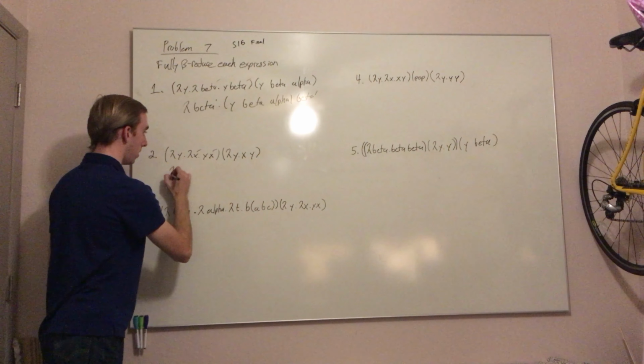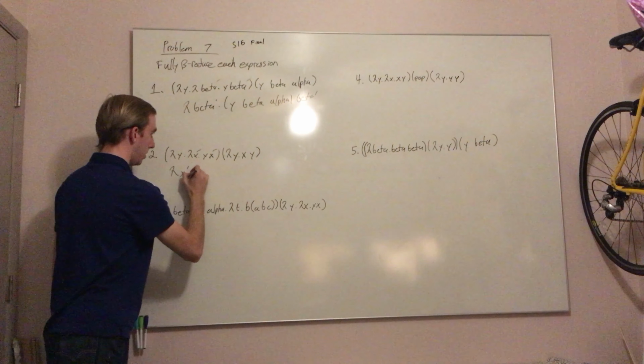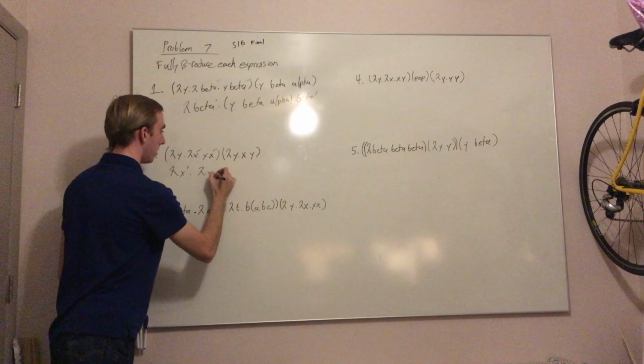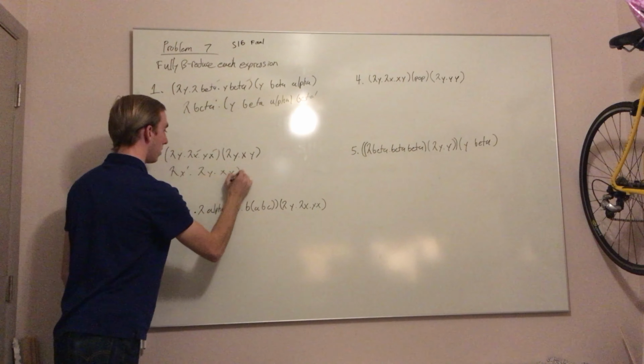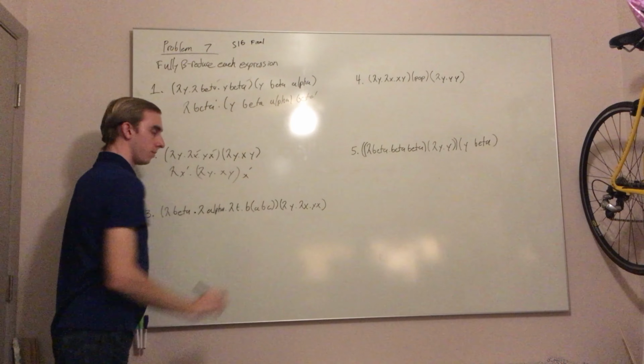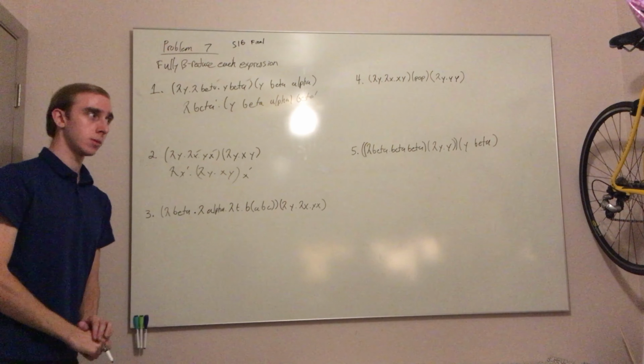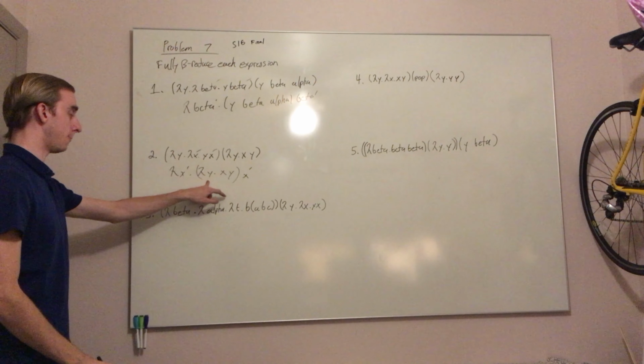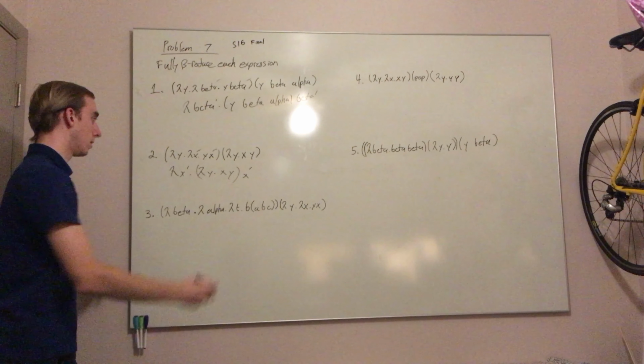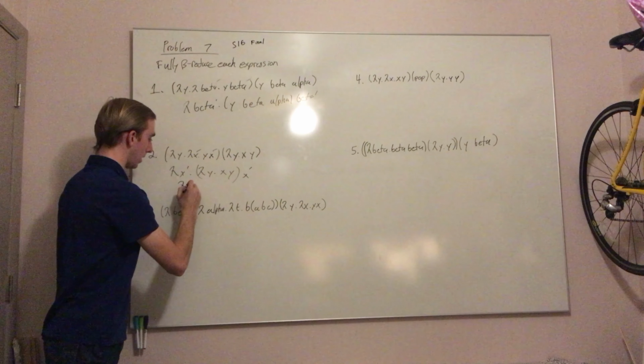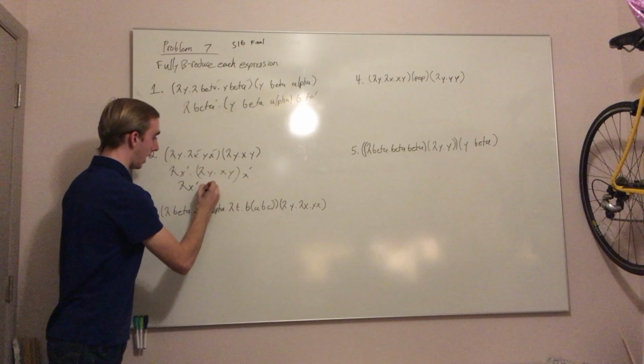That results in lambda x prime dot lambda y dot x y and x prime. We can do one more substitution here because there's an abstraction and something on the right, and doing so gives us lambda x prime followed by x prime.